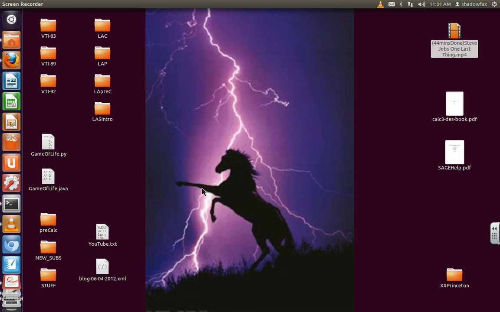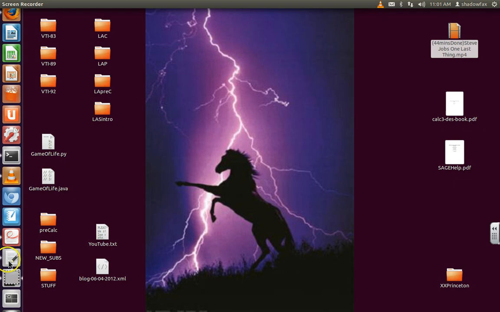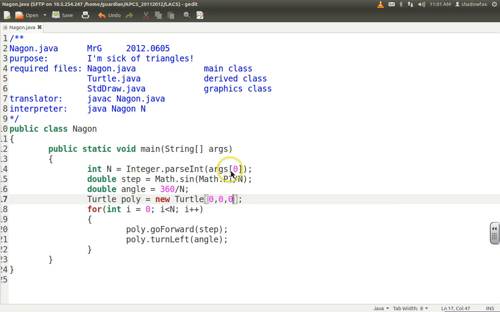Go open up your Nagon. All right, where's my Nagon? Here it is. Now notice what I got here. I have from arg0 how many sides. The length of each side, I called it step, is the sine of pi radians over the number of sides. So as n goes to infinity, it becomes a circle with a circumference of pi, because the diameter is 1 and the radius is 1/2. The angle that we're turning is 360 divided by the number of sides, and we initialize the turtle at 0, 0, 0. All right, so let's see what that looks like.